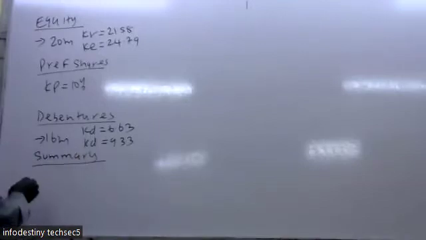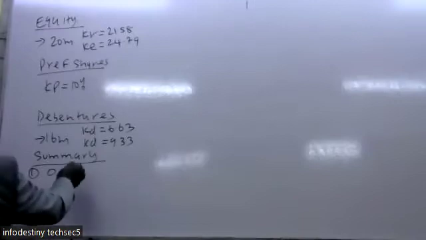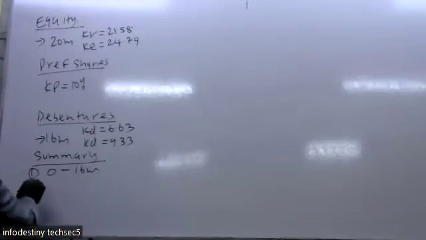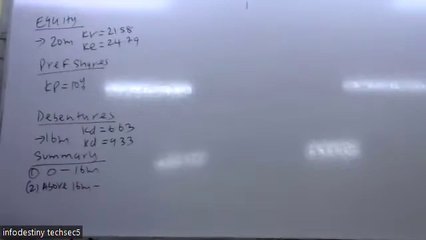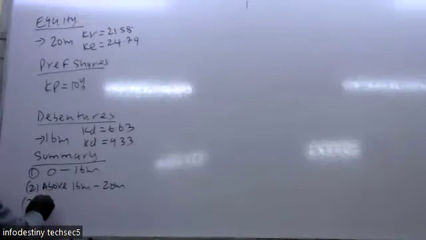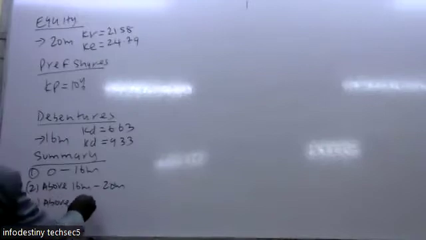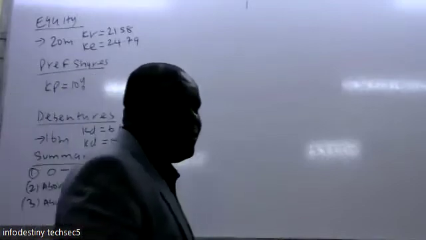So that summary, we start off from 0 to the lowest breakpoints. There are only 2. The lowest is how much? 16 million. So from 0 to 16 million, the second one should be above 16 million to 20 million. Then the last one should now be above 20 million to the next highest, which is the total cost of all those projects.